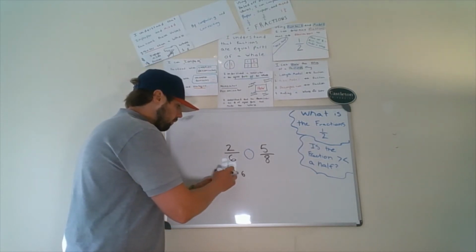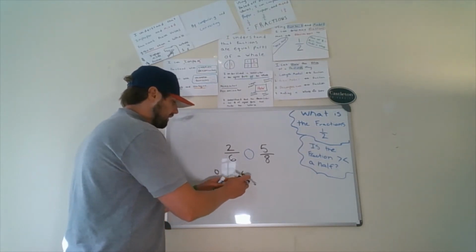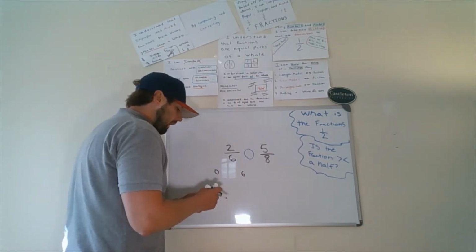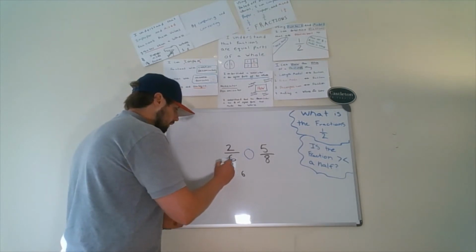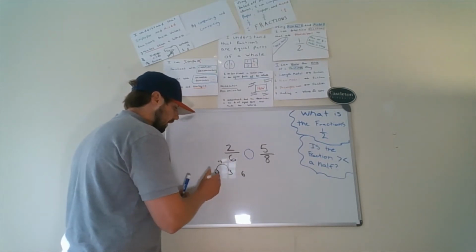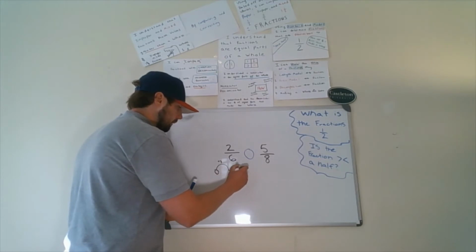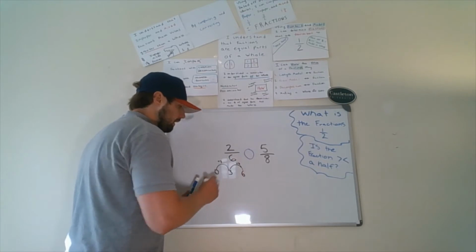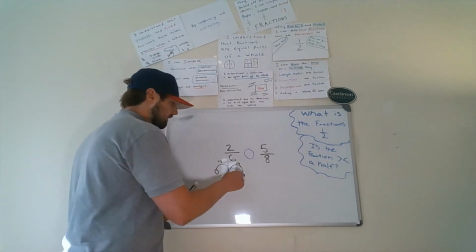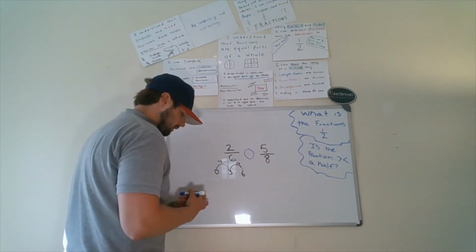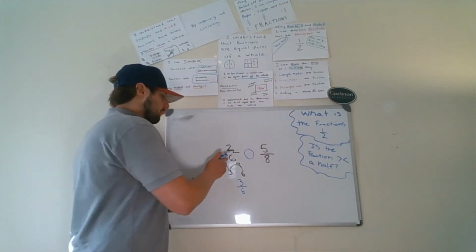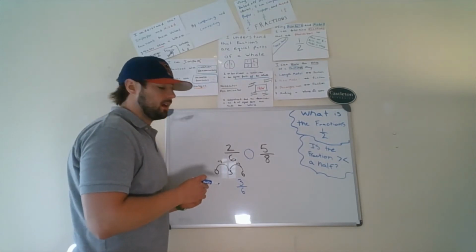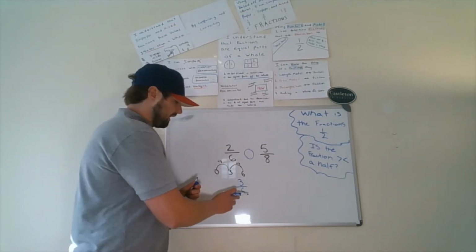What is right in the middle between 0 and 6? Well, I know it is 3. I have 3 parts in between 0 and 3, and 3 parts in between 3 and 6. 3/6 would be the half. What the half would be for sixths.